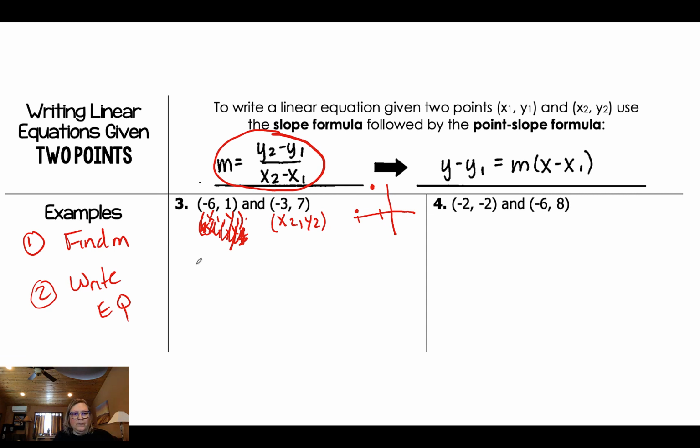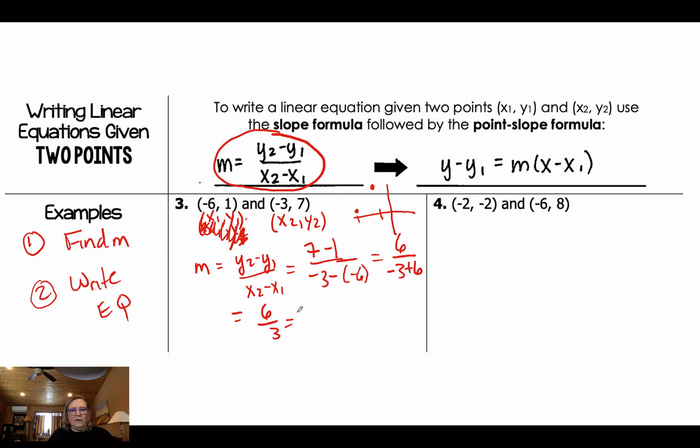Right, so then slope is going to be equal to, rewrite it, y2 minus y1 over x2 minus x1. So it's equal to 7 minus 1 over minus 3 minus minus 6, which equals 6 over, so it ends up being minus 3 plus 6. So it ends up being 6 over 3 or 2. Double check that. Does that make sense? So I went up 6 and I went over 3. So yep, makes sense.